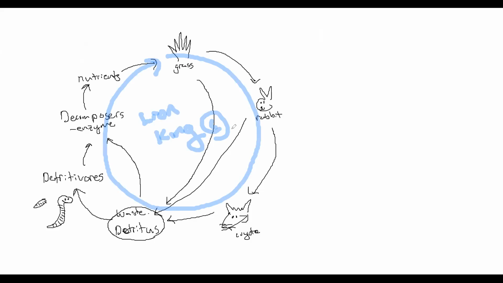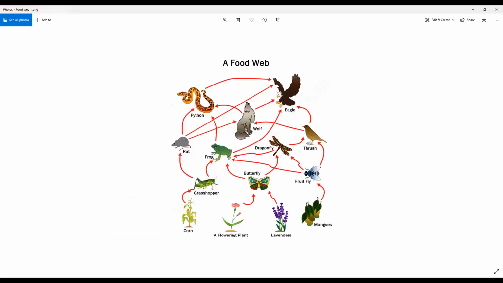Now, of course, I've sort of overly simplified what a food chain is. There are a gazillion types of food chains out there in the world. Here is a slightly more complicated version of a food chain. Take a look. We have multiple food chains all linked together, and so we give it a new name, and that is called a food web.